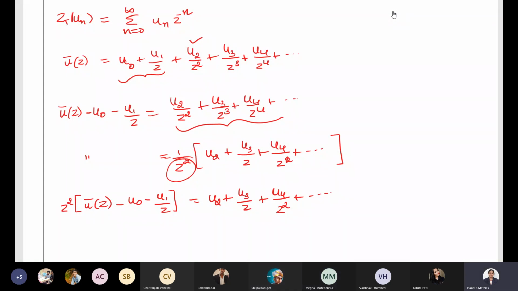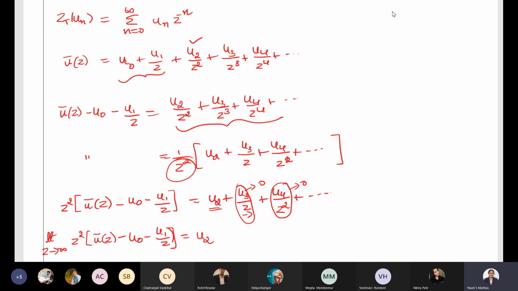Okay, now what happens when limit z tends to infinity? Apply limit on both sides. When limit z tends to infinity, it is z square into u bar of z minus u naught minus u1 by z. So when you apply limit over here, when z tends to infinity, u3 by z tends to 0. Similarly here, when z tends to infinity, u4 by z square tends to 0. And limit z tends to infinity of this constant term will be u2. So here we have the expression for u2.